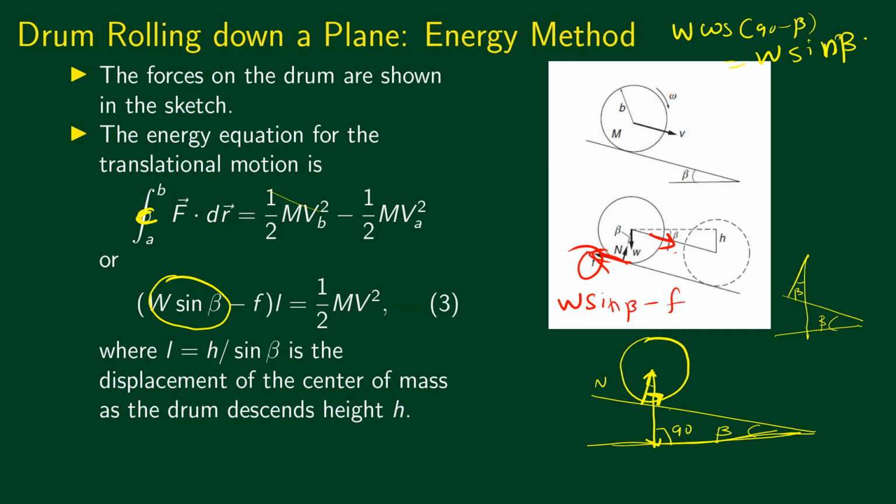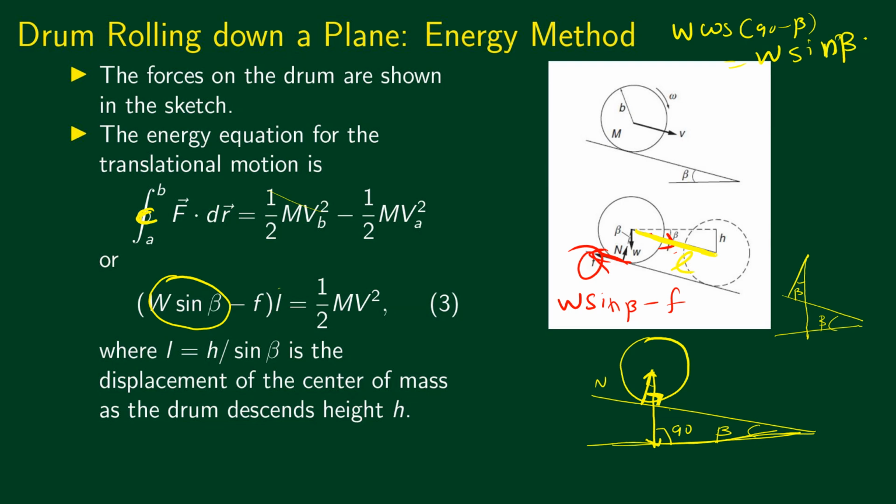The total force acting in the direction of displacement, the component of total force in the displacement direction, is W sin beta minus F. Right, so that's why we have got W sin beta minus F. And the displacement, its magnitude, is L. That's the distance by which it has traveled. To descend H, the travel distance is L. That is what is written here as L.